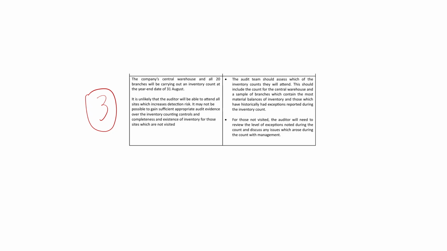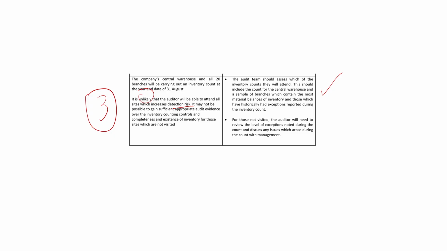This is slightly different. So the client has a central warehouse and all of the 20 branches will be carrying out the count as at the year end. However, the auditor is not going to be able to observe all the branches. So the risk is slightly different. My detection risk goes up. If I'm not there to observe the count, my concern is I might not be able to detect material fraud or error in the inventory balance.